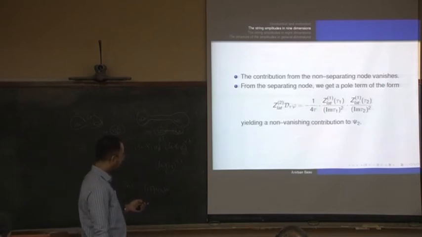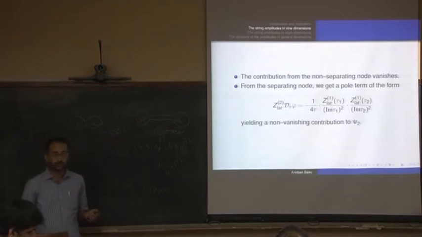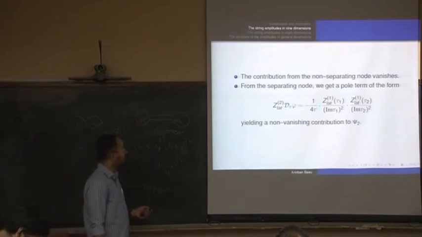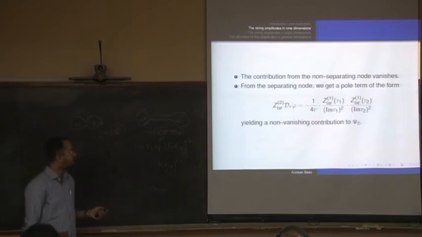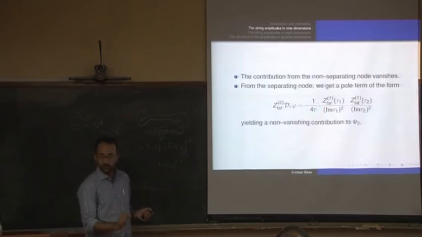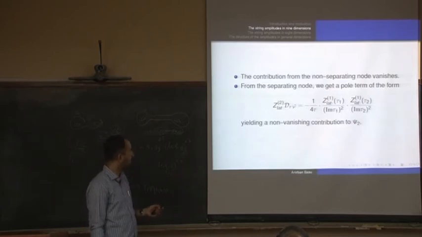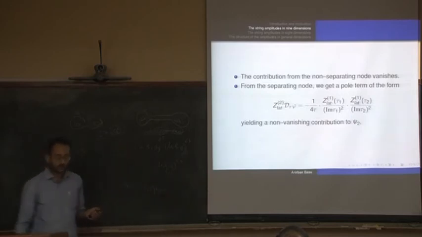There's a 1 by tau here. Essentially, it comes from this derivative of phi. Remember, phi actually has a log tau. So log tau and derivative gives you 1 by tau here. And in the separating node, you have to do a contour integral around d tau, around tau equal to 0. This gives you a non-zero answer. So there's a non-vanishing answer from the separating node.